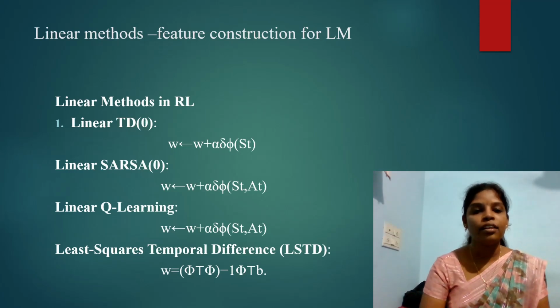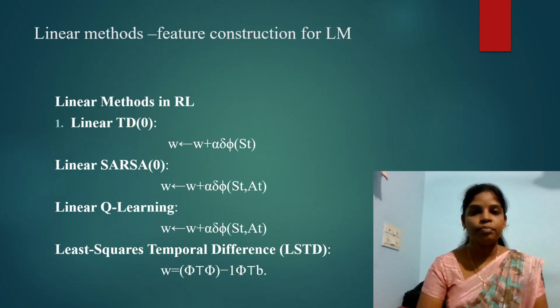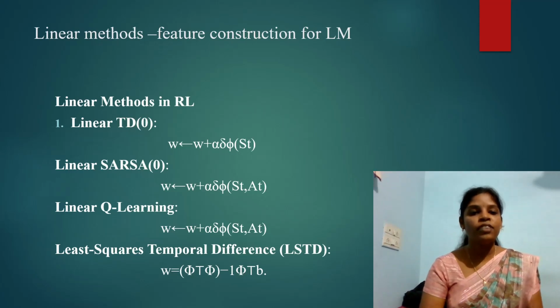A linear method is one part of S, A, R, and P: the state, action, reward, and transition probabilities involved in the linear method. The first type of linear method is temporal difference error. I already told you that the temporal difference error means 0. So the TD error is nothing but 0.